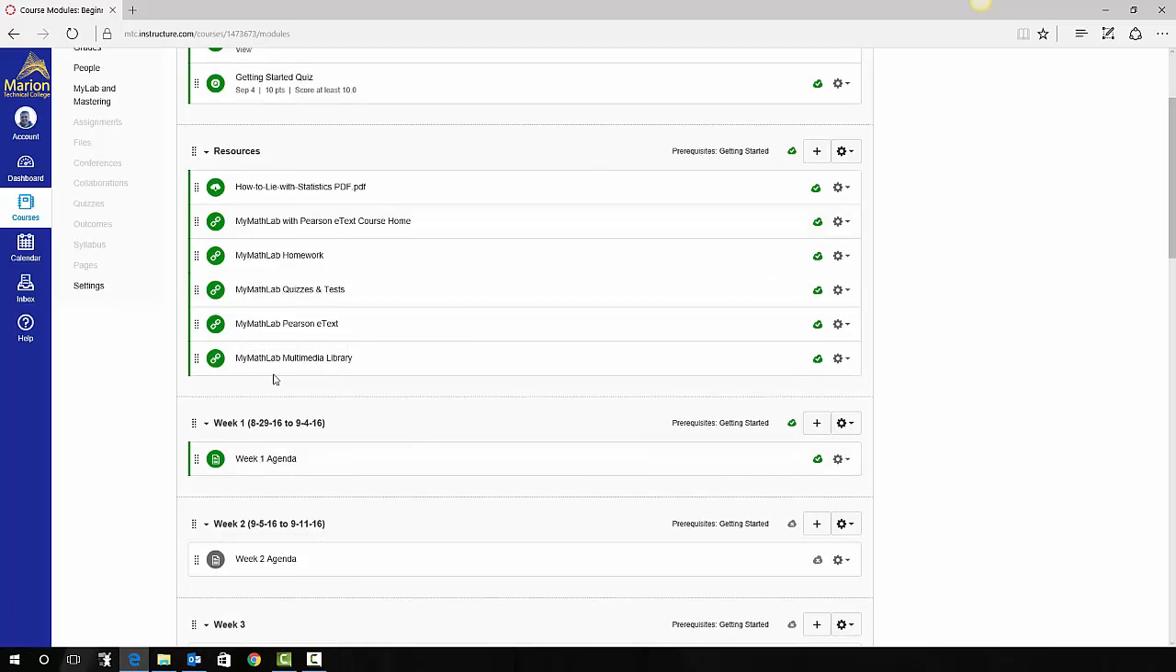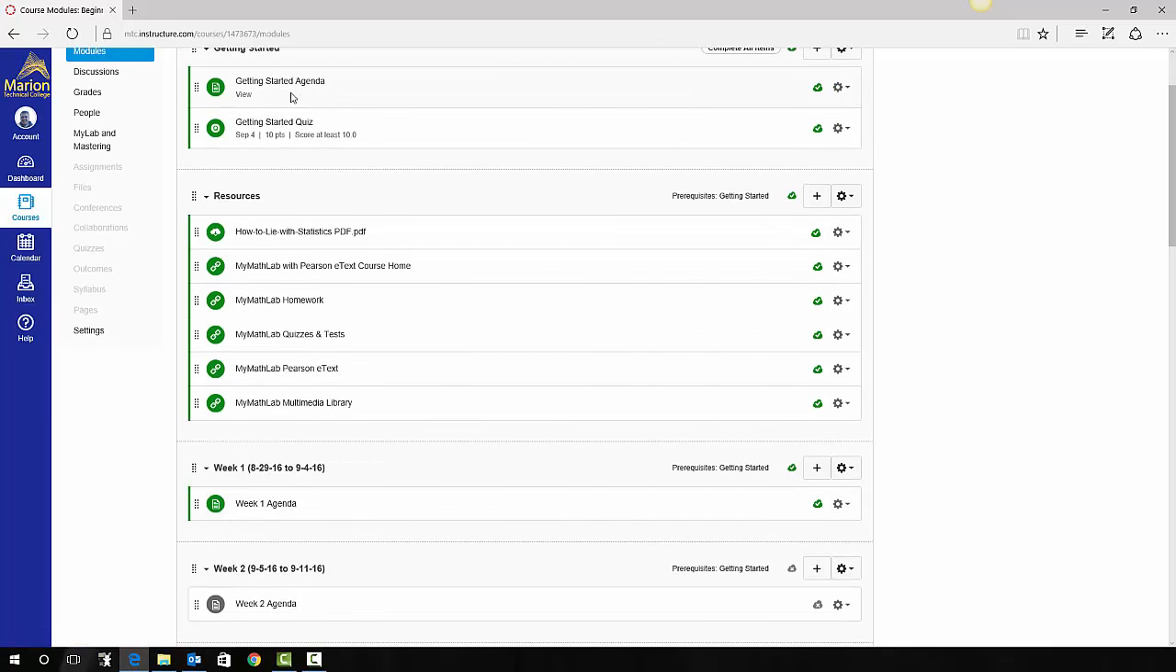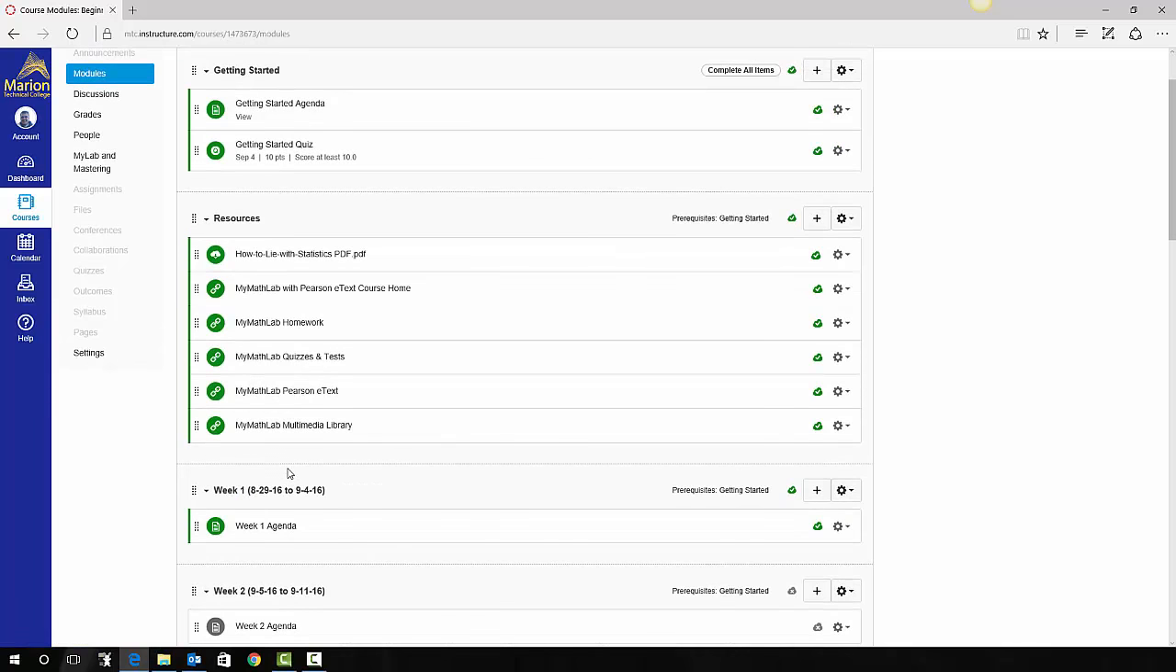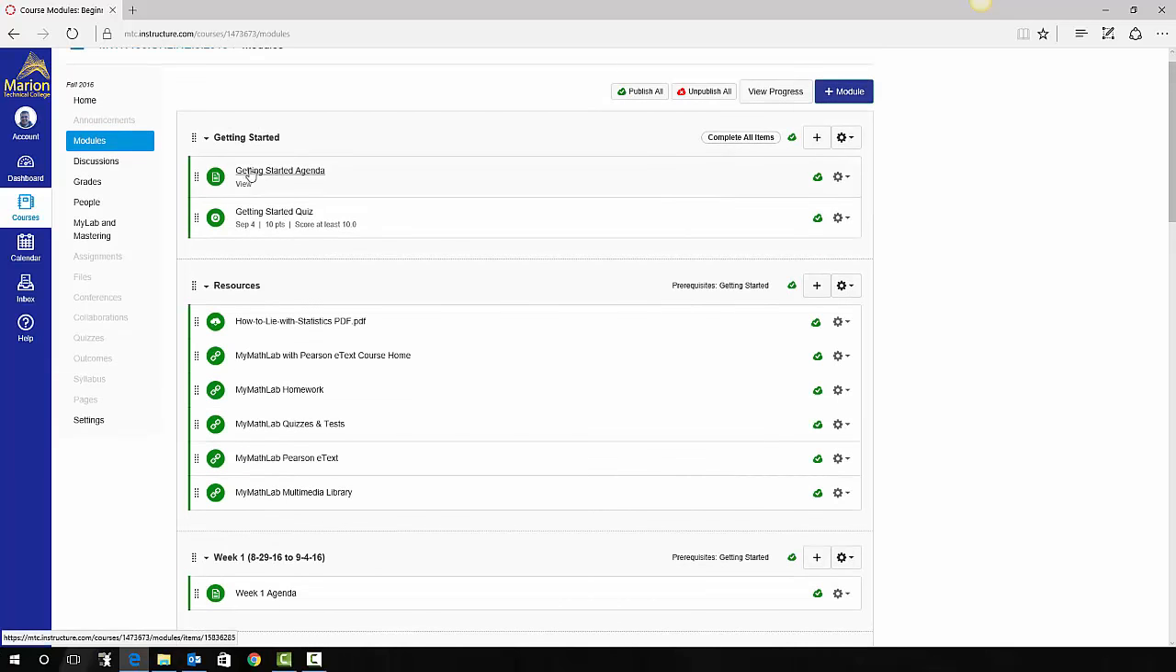Alright, and then the week 1 agenda is similar to the Getting Started agenda. That's what I'm going to post every week, just to walk you through the assignments that you need to have done by the end of that week, and then I might post some files or things underneath. But for the most part, I'm trying to limit it to 1 page per week, just to have everything centralized.